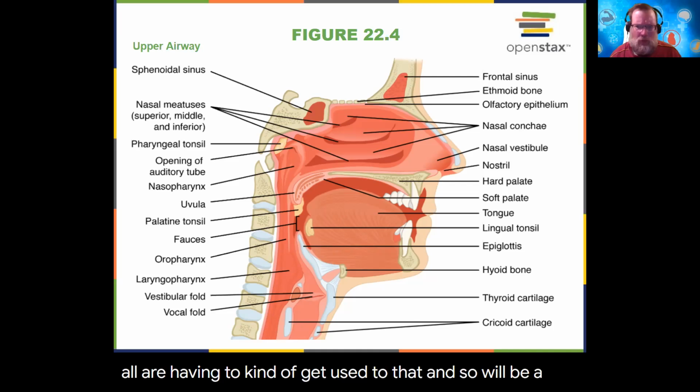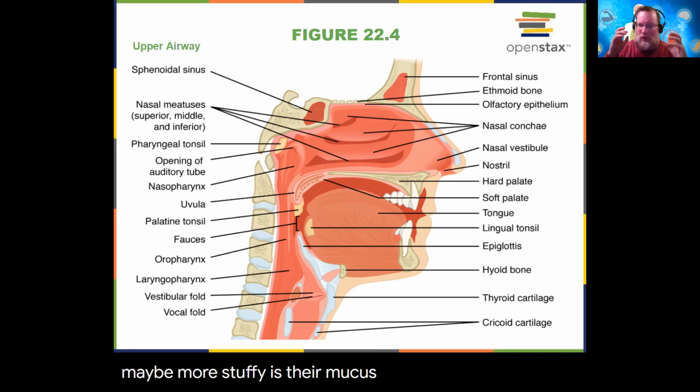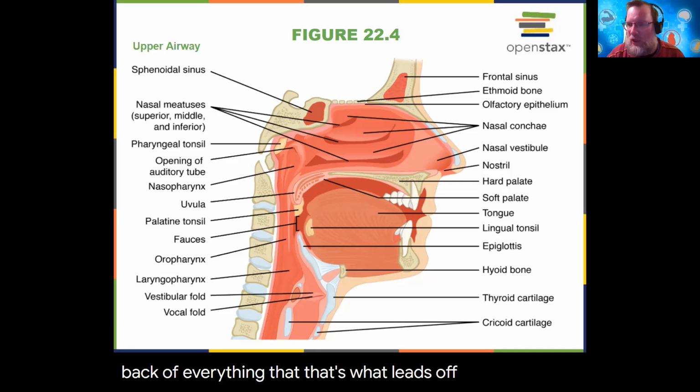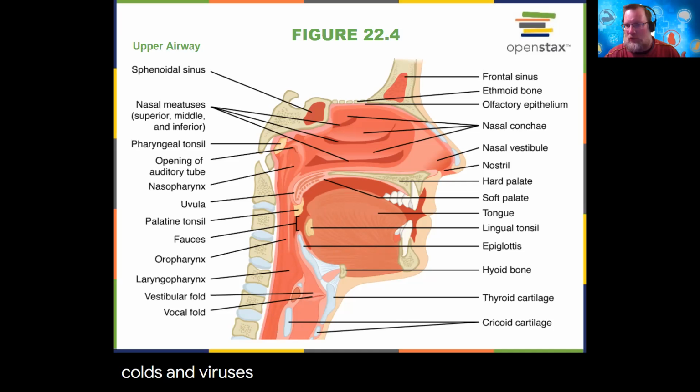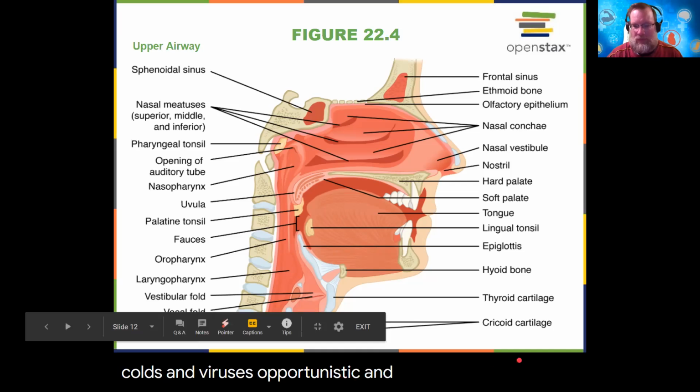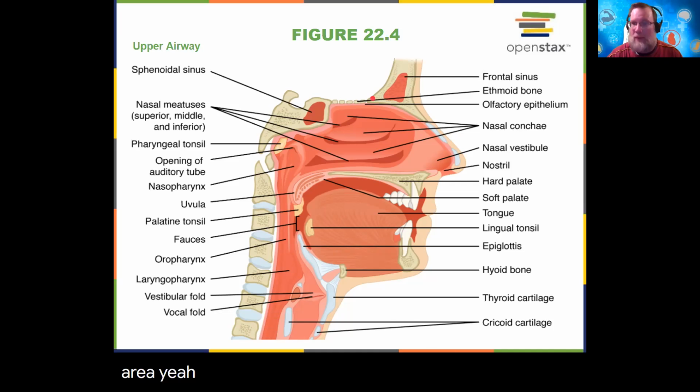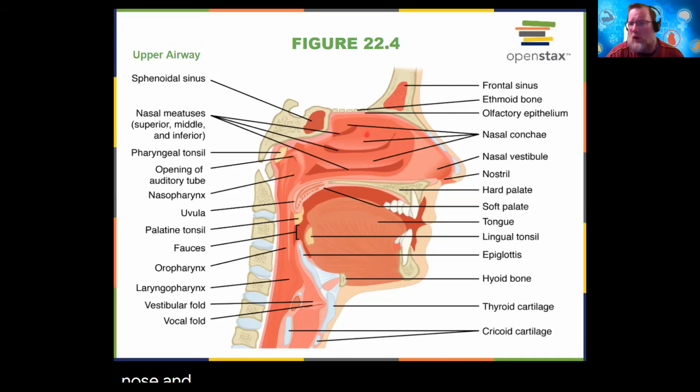And so we'll maybe be a little more stuffy as our mucous membranes and our goblet cells start humidifying things. And then if it really gets bad, we're mouth breathing, and then the back of everything. That's what often leads to colds and viruses, opportunistic invaders. So yep, you gotta keep that nasal cavity area clean. Yes, absolutely, Carolina. Bloody nose. And again, there are already a lot of capillaries up here, because we not only want to filter and humidify the air, we also want to warm it up.